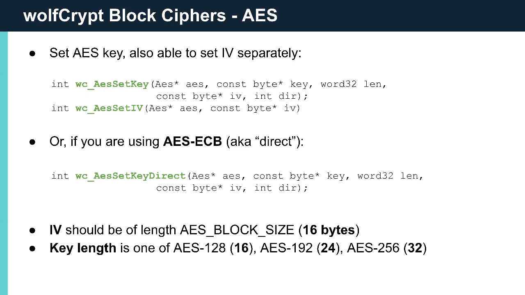If you're using AES direct or ECB mode, we have a separate set of APIs for that. For setting the key for direct mode, there's AES set key direct. Just at the bottom, noting that the IV should be the block size of AES, which is 16 bytes. And the key length is one of our supported AES lengths, either 128, 192, or 256 bits, which translates into 16, 24, or 32 bytes.